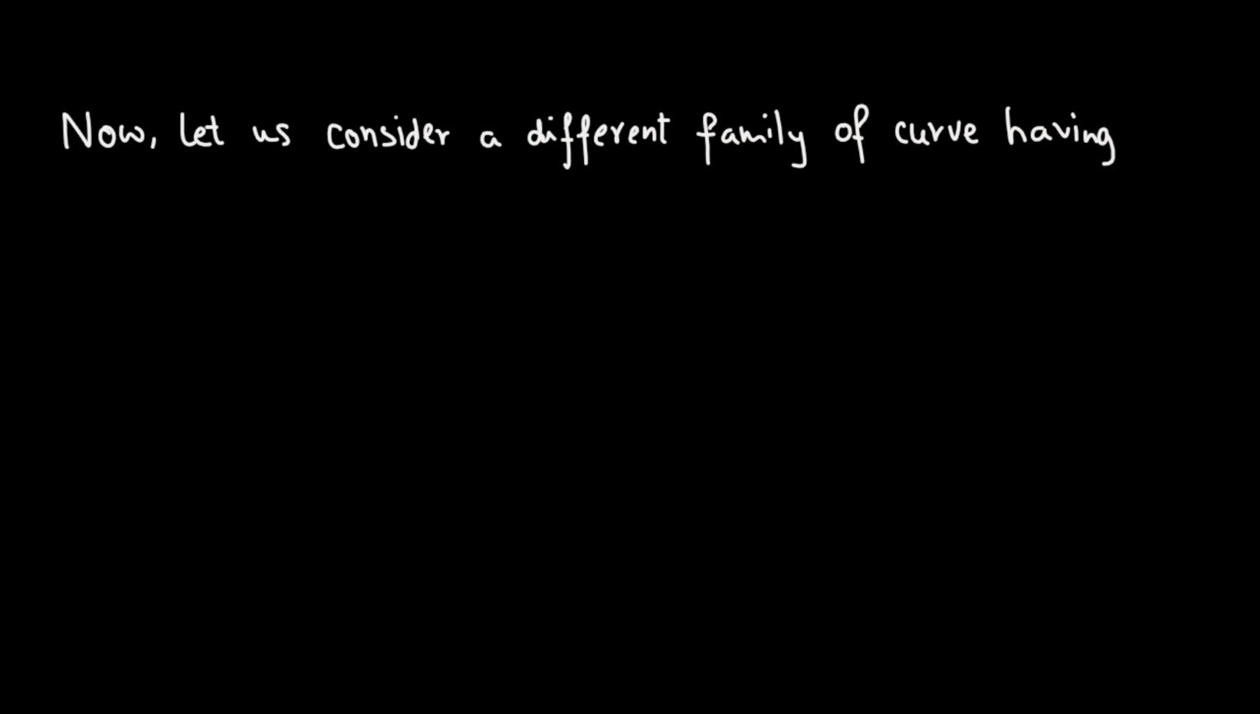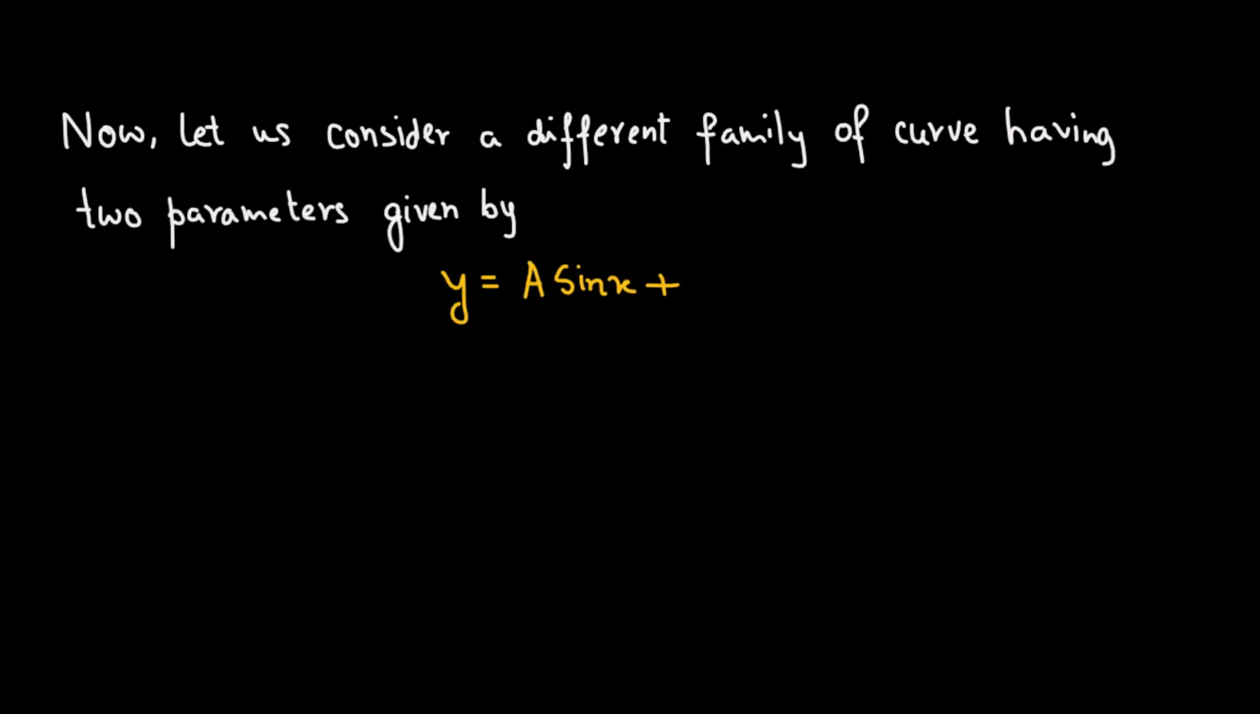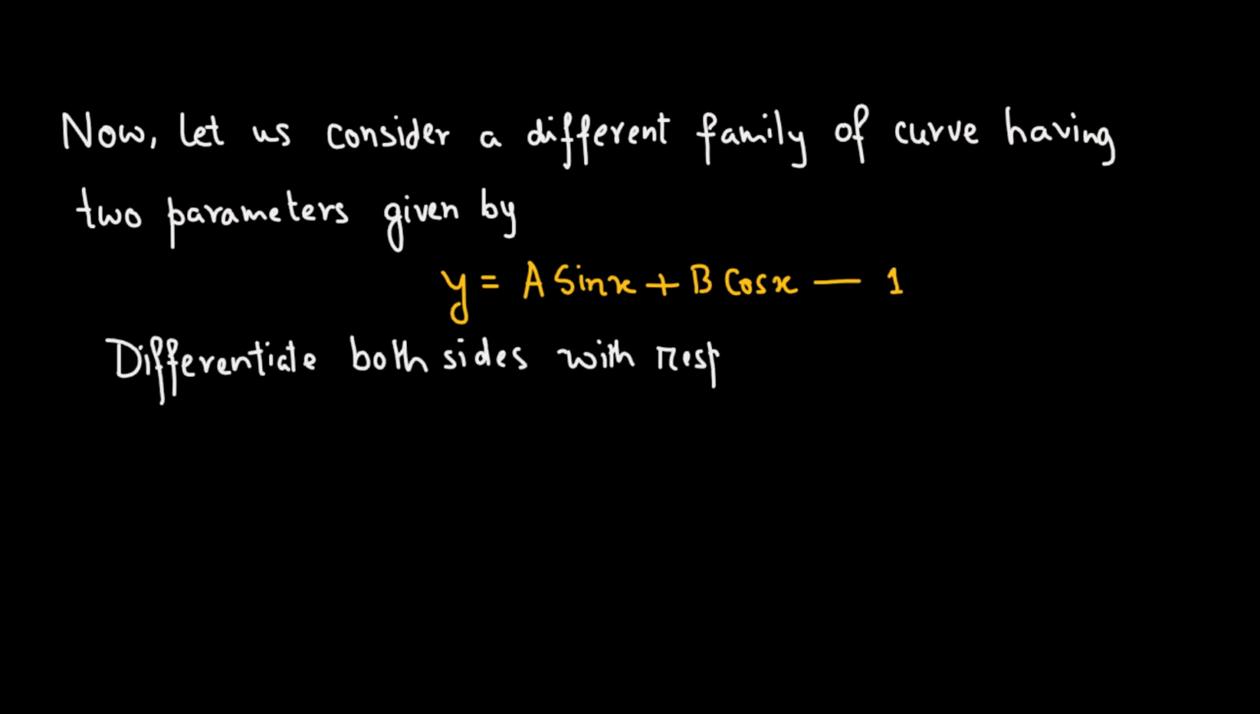Now let us consider a different family of curves having two parameters, given by y equals a sine of x plus b cosine of x. Let this be equation number 1. We differentiate both sides with respect to x. We have the derivative of y with respect to x equals a times cosine of x minus b times sine of x. Equation number 2.